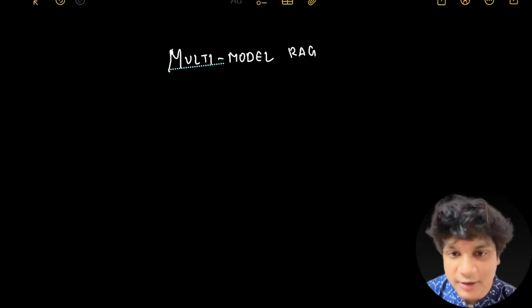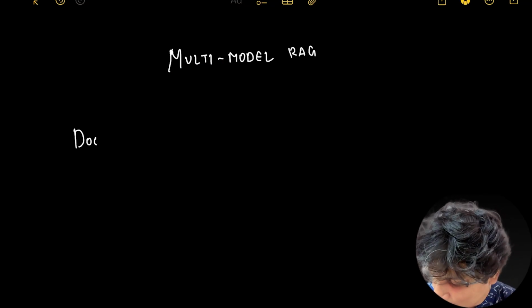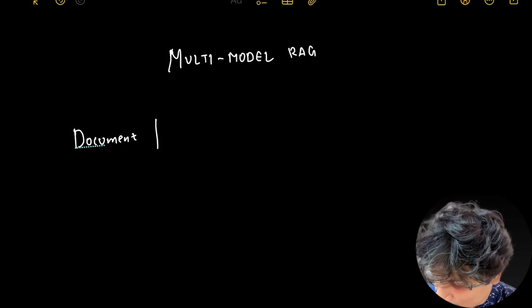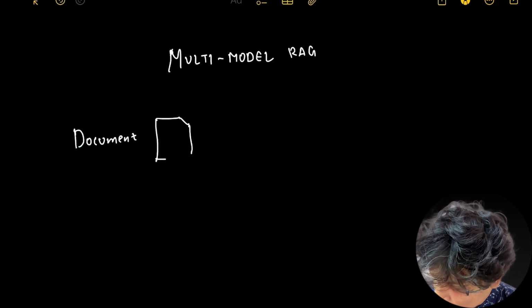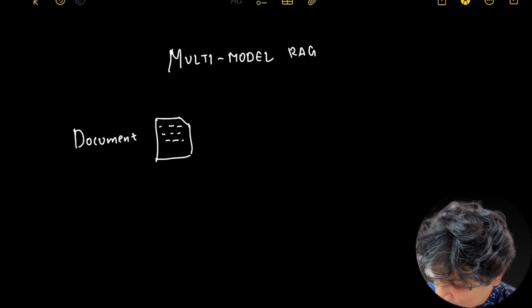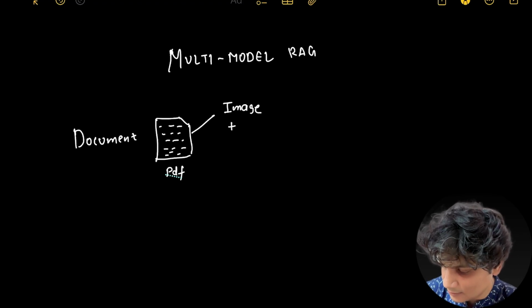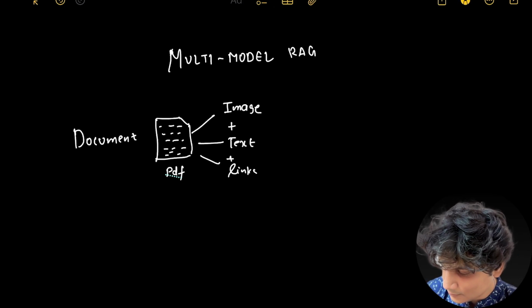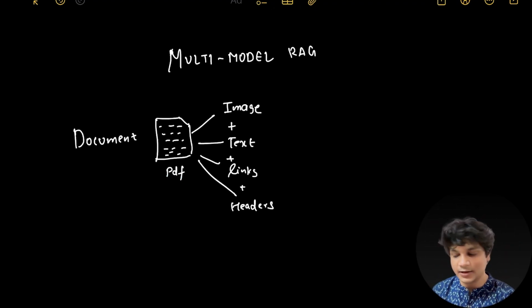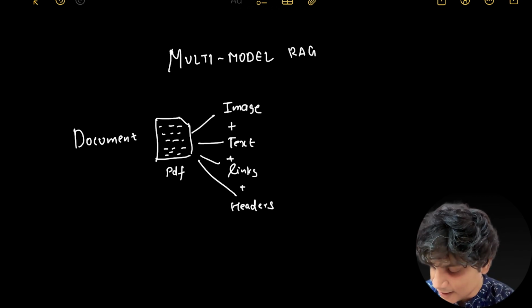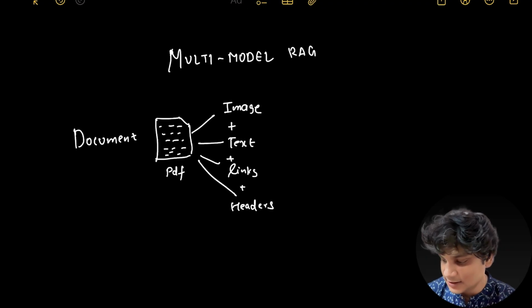So in multi-modal RAG, suppose we have one document, let's say a PDF. Now this PDF is actually containing, let's say, images, some text, some links, some headers, so many things. Now how do you actually create an embedding from it? First of all you need to segregate, that this is basically the image, text, link and header.